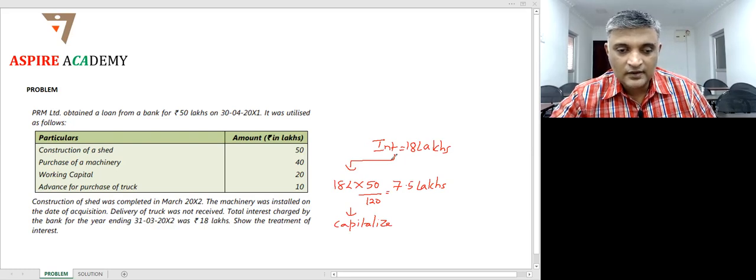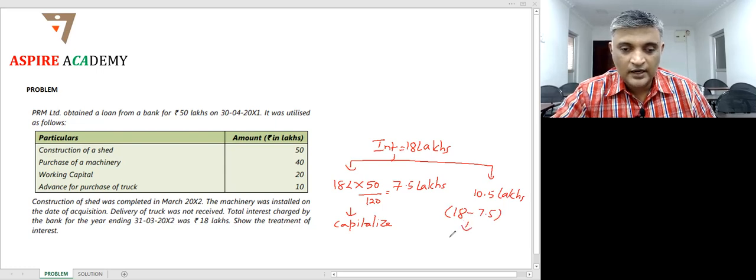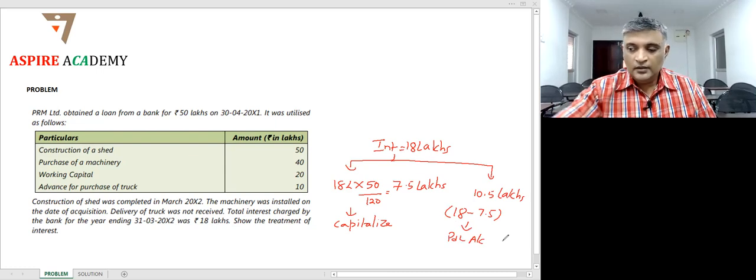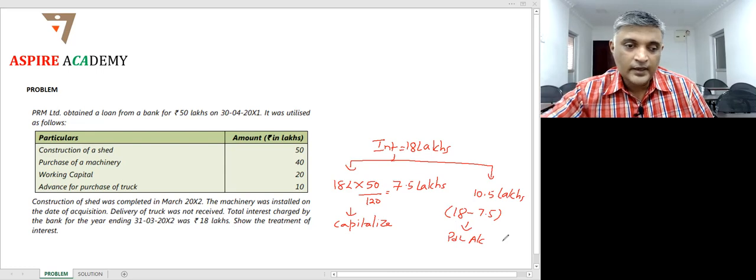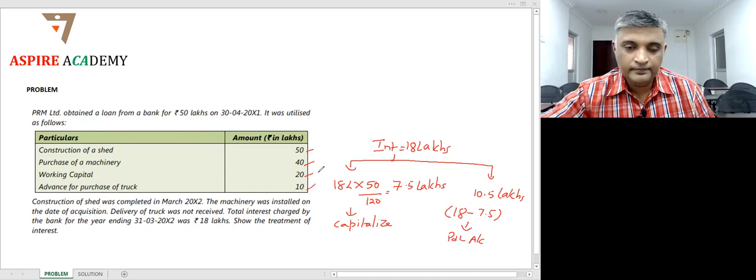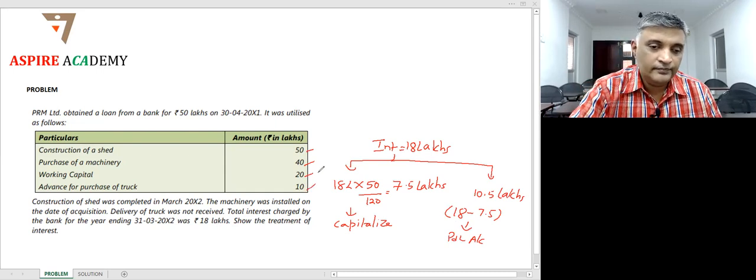The balance interest of 10.5 lakhs, right? Because remember, we are paying 18 lakhs. So 18 minus 7.5, which is 10.5, that we need to debit to P&L account. Okay. So how did we get 120? It's pretty straightforward. It is the total of 50, 40, 20 and 10. That's 120. Okay. So pretty straightforward.